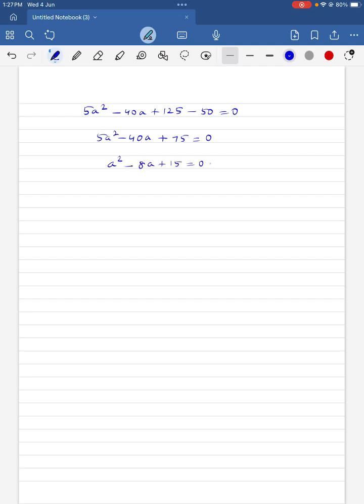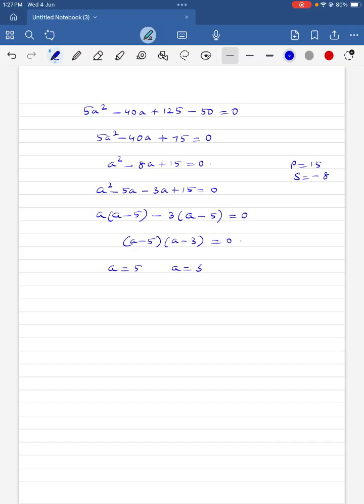Now I have to think of two numbers whose product is equal to 15 and whose sum is equal to minus 8. And the two numbers would be minus 5 and minus 3. So a squared minus 5a minus 3a plus 15 is equal to 0. Let me take a common out and I would have (a minus 5) in the bracket, minus 3 common out from the next two terms, and I would have (a minus 5) in the bracket. Now let's take out (a minus 5) common and I would have (a minus 3) in the bracket. So this gives me the value of a as either 5 or a is equal to 3.